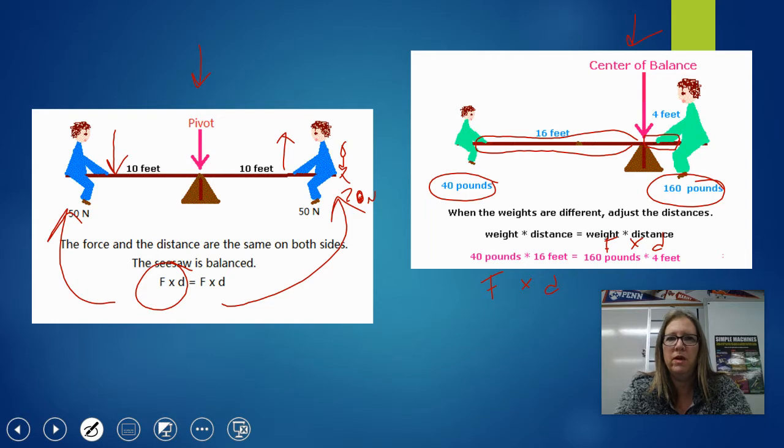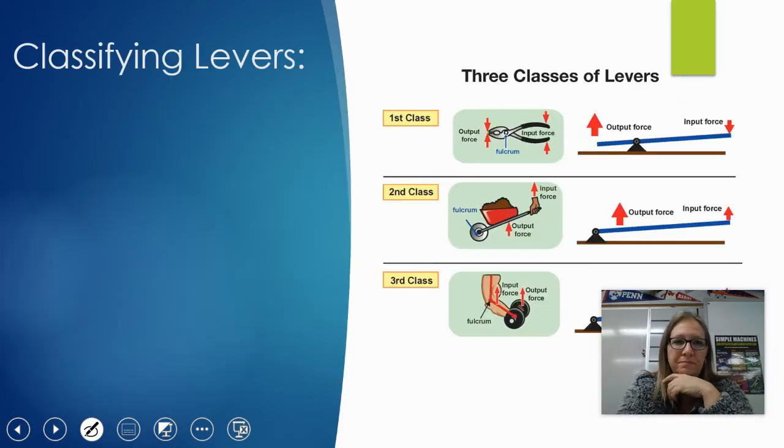We really don't worry about labeling it because it's more of a comparison formula than anything. We want to try to find that balance point. You guys are going to be working on a lab that has to do with that in class, okay?